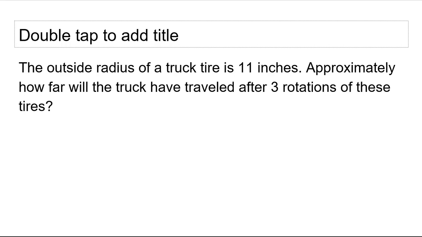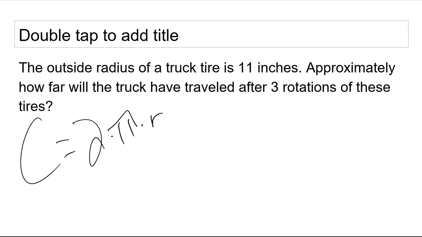Alright, so the outside radius of a truck tire is 11 inches. Approximately how far will the truck travel after 3 rotations of these tires? So that means circumference. We know the radius, so it's 2 pi r. So that means it'll be 2 times pi times 11. So one rotation, I'm just going to leave it in pi for now. I'll change it at the end. It's going to be 22 pi.